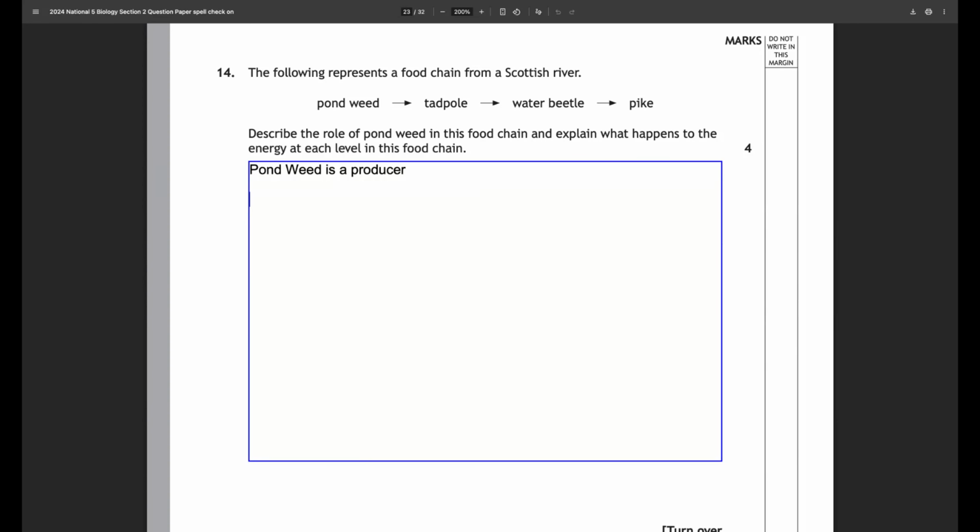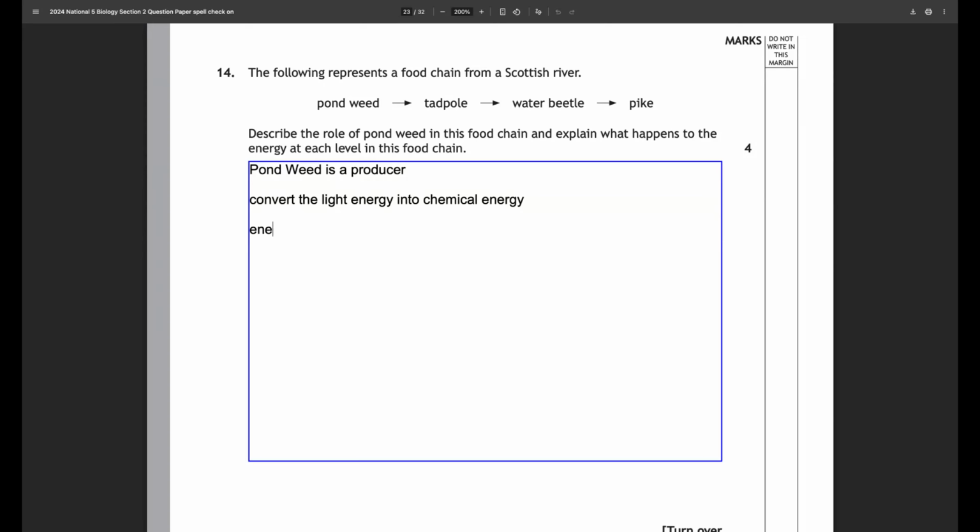The second part of the question says, explain what happens to the energy at each level in this food chain. Well, first of all, because the pondweed is a plant and it photosynthesizes, it needs to convert the light energy from the sun, and this happens in the chloroplast. It converts that light energy into chemical energy. Okay, and that chemical energy will be in the form of ATP, which we know gets passed on to the carbon fixation stage, but that's not relevant to this particular question.